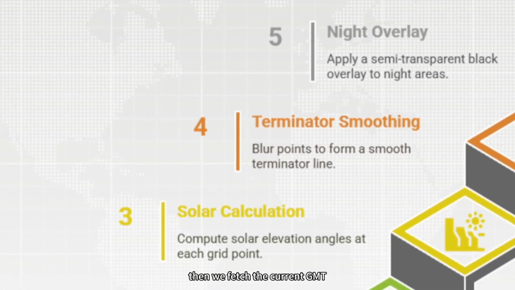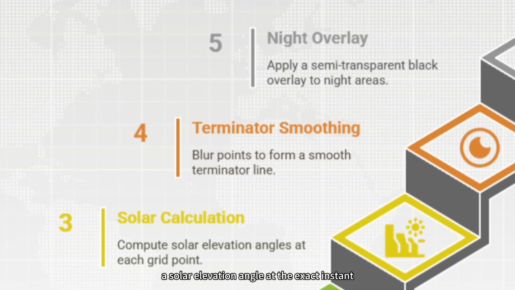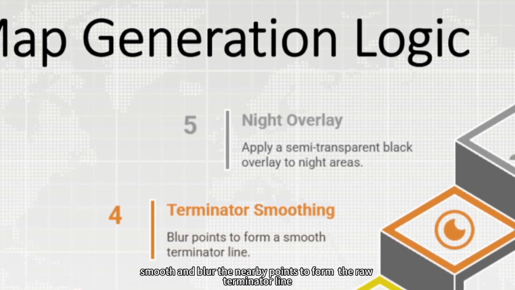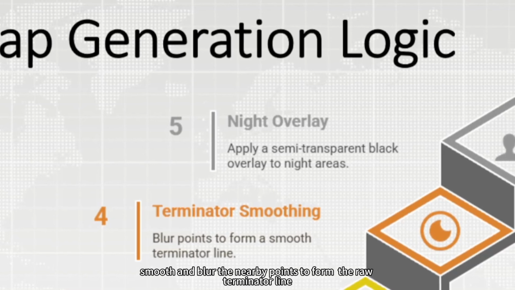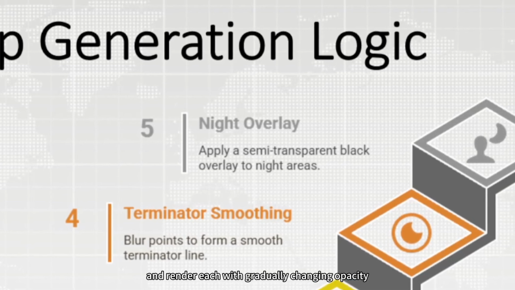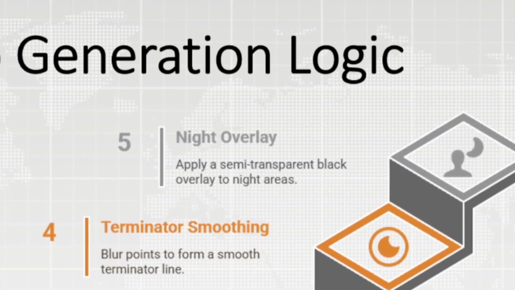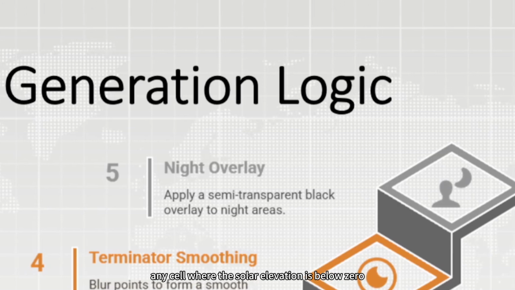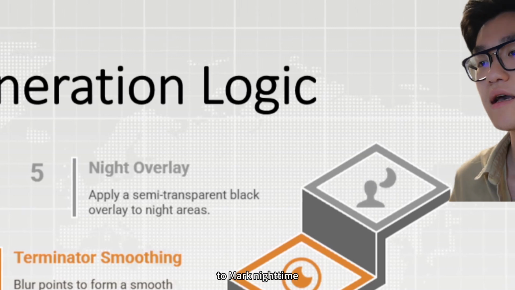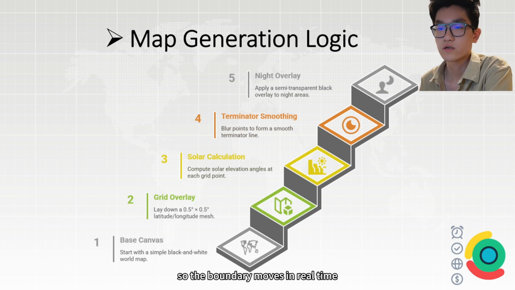Then, we fetch the current GMT and loop through every grid point to compute its solar elevation angle at that exact instant. When a point's elevation hits zero, we smooth and blur the nearby points to form the terminator line. We split that line into small latitude-based segments and render each with gradually changing opacity, creating a seamless dusk-to-dawn gradient. Finally, any cell where the solar elevation is below zero gets a semi-transparent black overlay to mark nighttime, and we rerun this entire process every second so the boundary moves in real time.